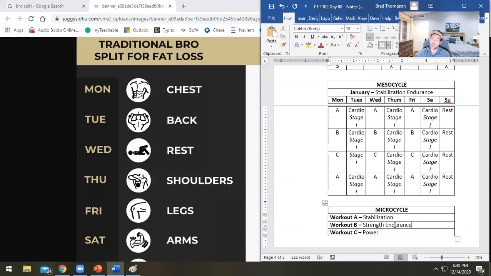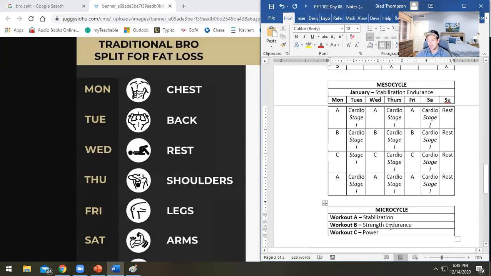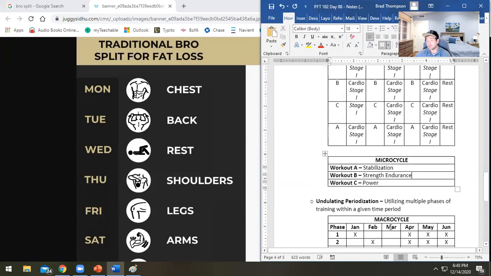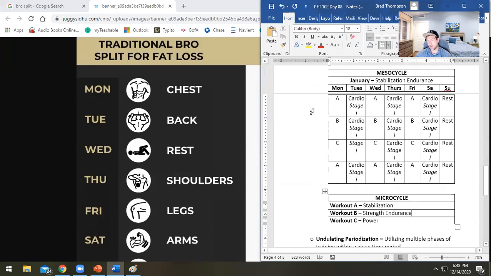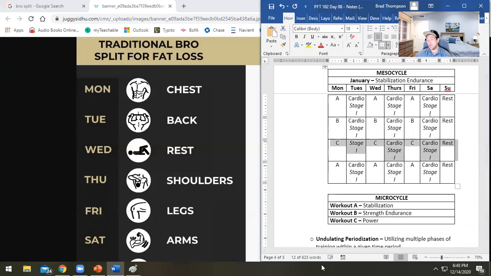So this is another version of linear periodization, right? So linear periodization is, again, staying straight. So I'd be in stabilization. My workout A is a stabilization routine for week 1, strength endurance for week 2, power for week 3, and then I would kind of reset at the end with strength endurance. That works pretty well as well. I don't have anything against this.